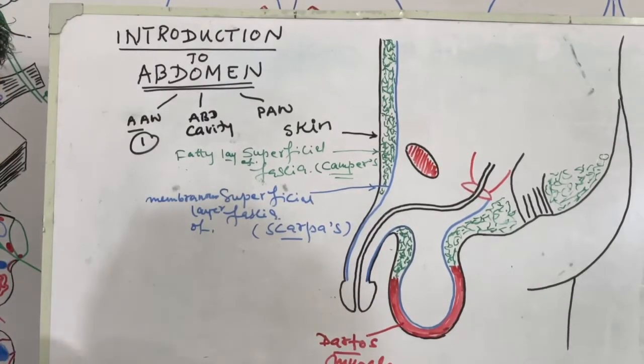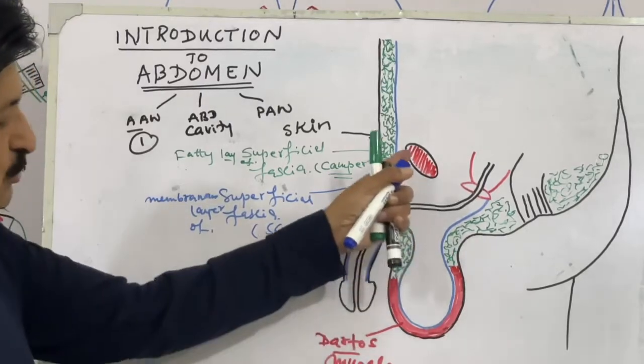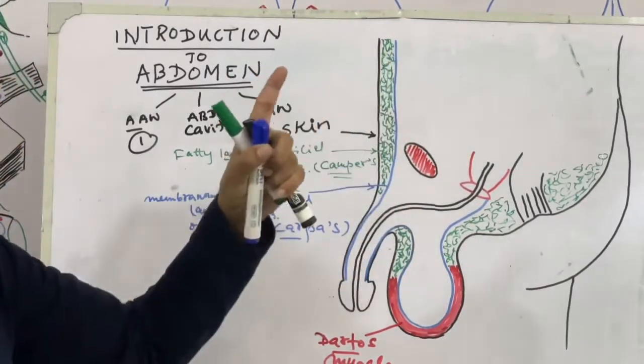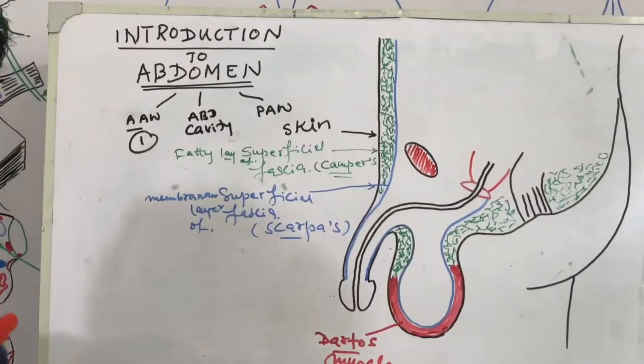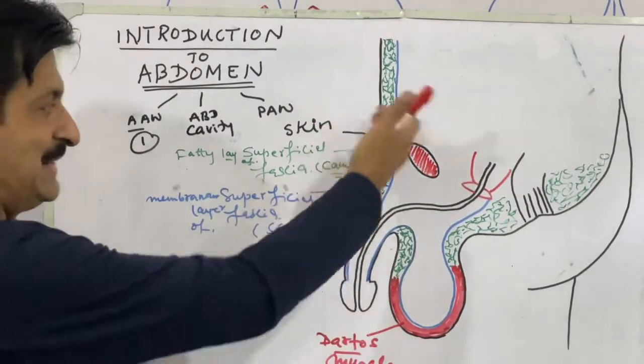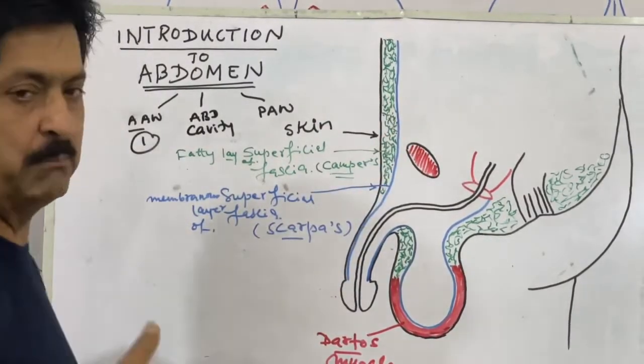That's called the dartos muscle. These are the three layers you are watching, and underneath will be the deep fascia, which is rudimentary. You can ignore this. But later, in the anterior abdominal wall, a very important thing here is the muscles now.